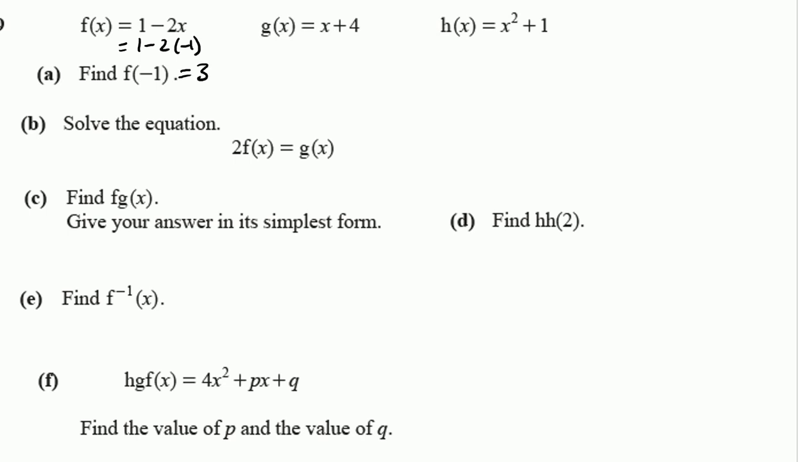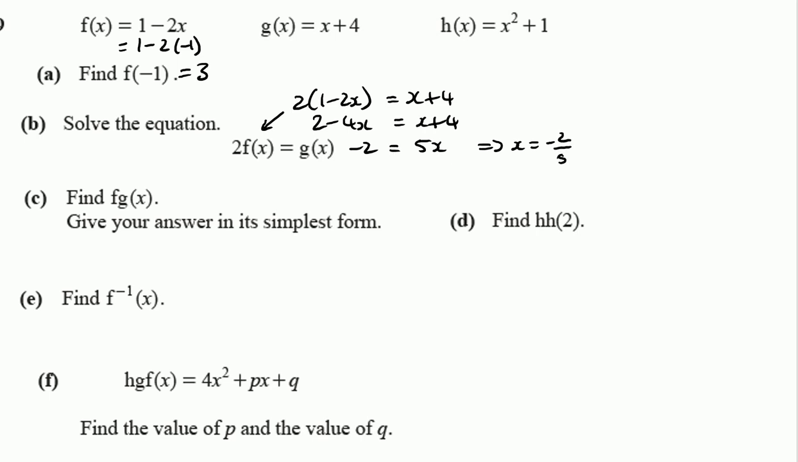Solving the equation 2f of x equals g of x is simply a case of following instructions now. 2f of x, well, that is equal to 2 times 1 minus 2x. And g of x is x plus 4. Multiplying out my brackets and collecting my x's together on one side, my numbers together on the other, gives me x equals minus 2/5. Or if you prefer, minus 0.4.